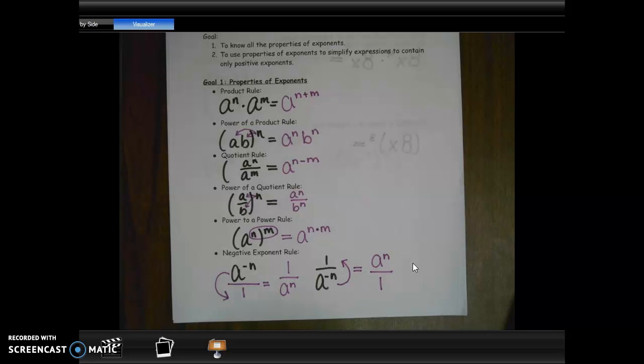Ta-da! Alright, and our last rule before we start handling some examples is our zero power rule. Anytime anything is raised to a zero power, the answer will always be 1, no matter what. Alright, so let's do some examples.